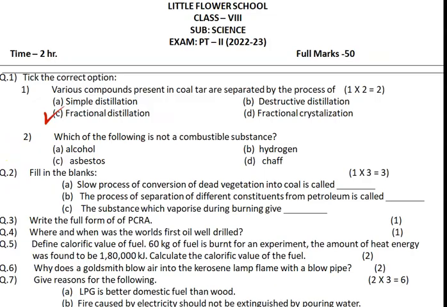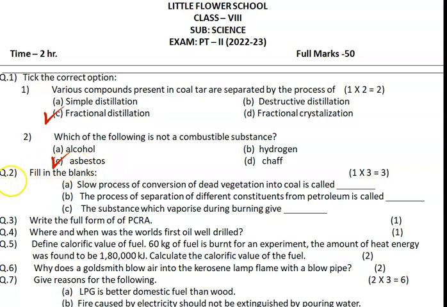Then moving on to the next question, which of the following is not a combustible substance? Here options are alcohol, hydrogen, and so on. Except these three are combustible, and so we are left with asbestos. So asbestos is the right answer.